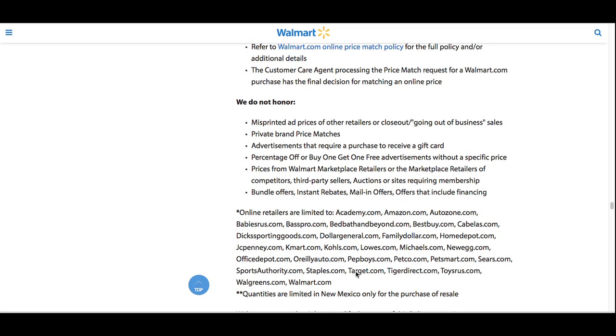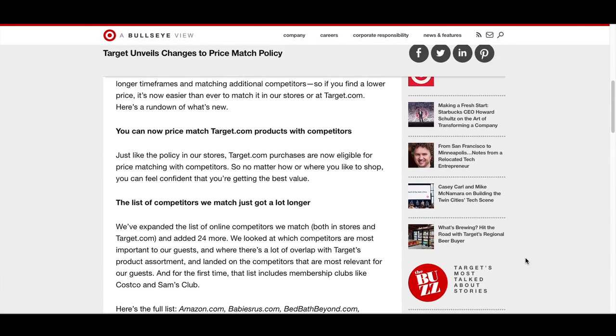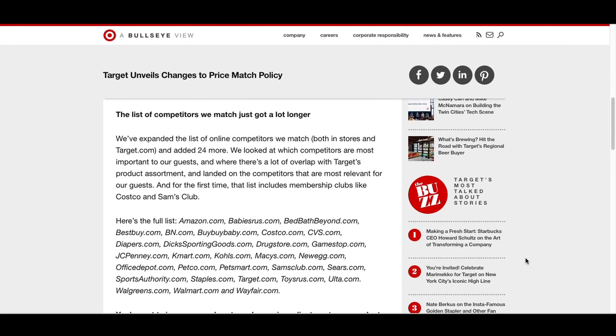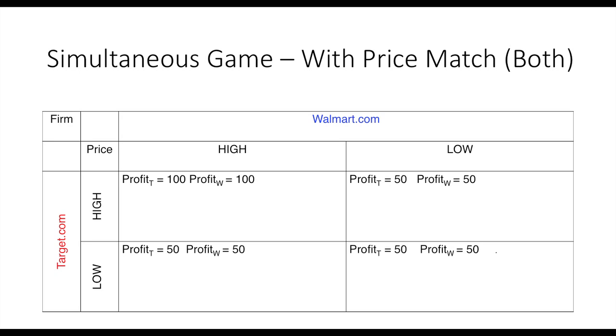As a final consideration, we will look outside of price matching between brick and mortar stores. Walmart.com already price matches Target.com, and in September 2015, Target announced that its online sector, Target.com, will now price match with Walmart.com. Moving forward, Walmart.com price matches with Target.com and vice versa. So again, the payout table changes, as you can see.